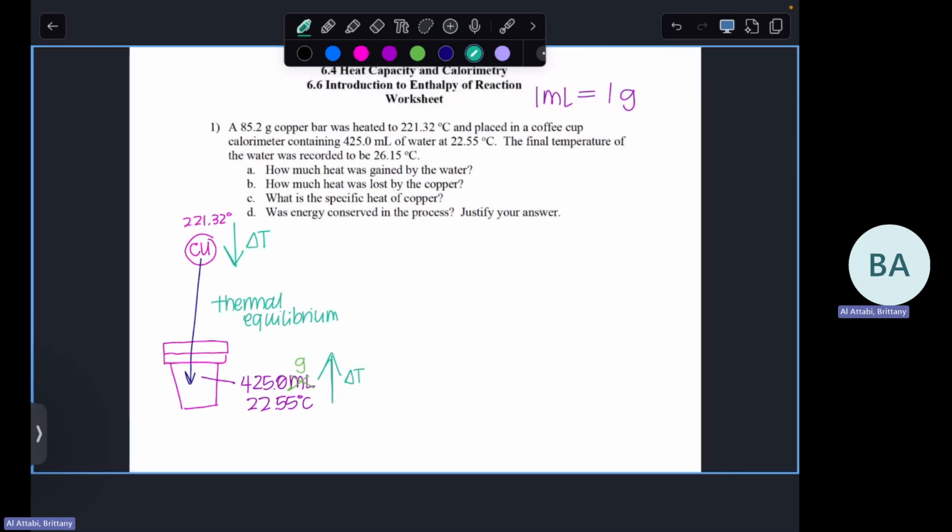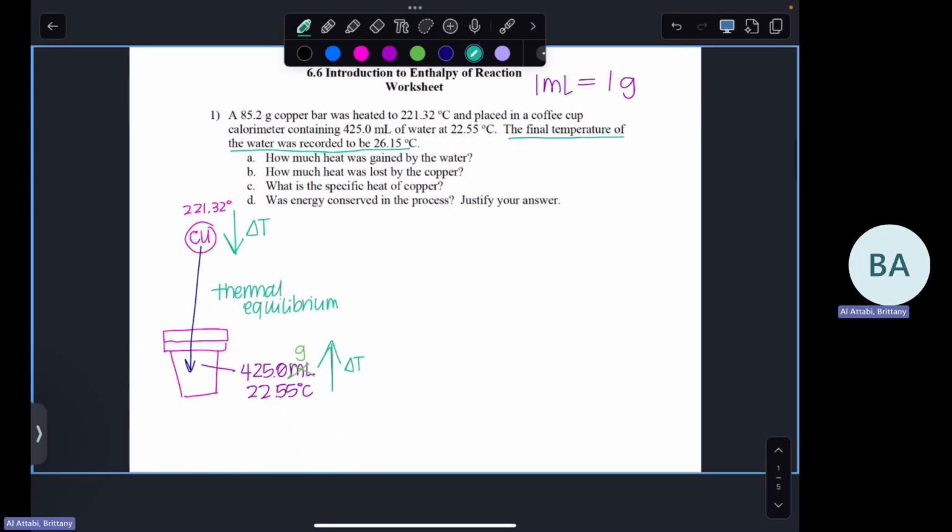In this case, the final temperature of the water was recorded to be 26.15. So final temperature is 26.15. Therefore, what do we know about the copper? I just said it, you guys. Yeah, the final temperature is 26.15.